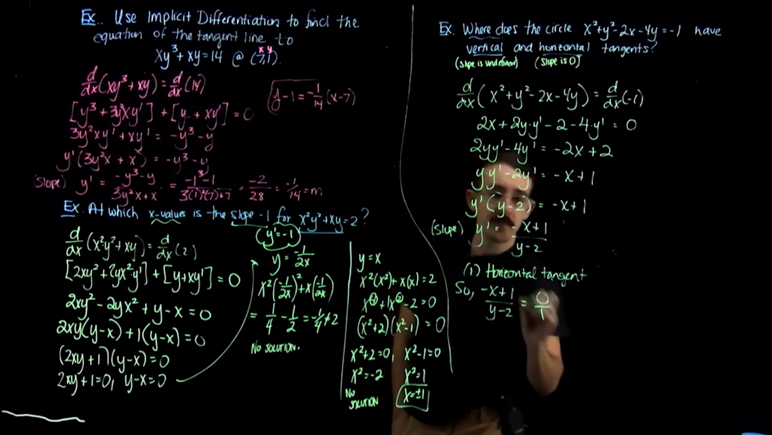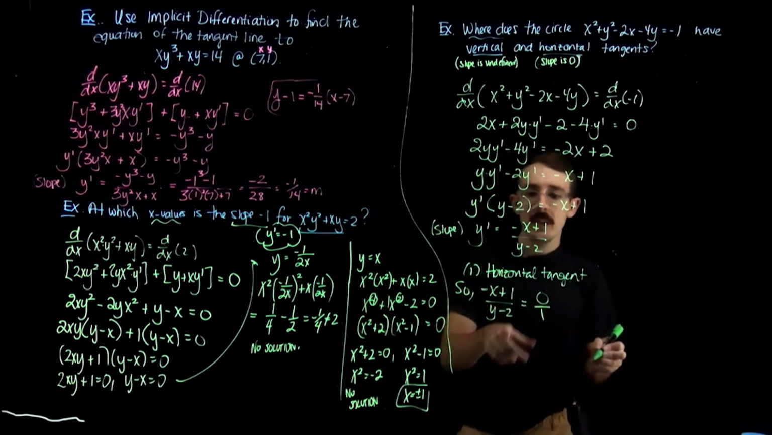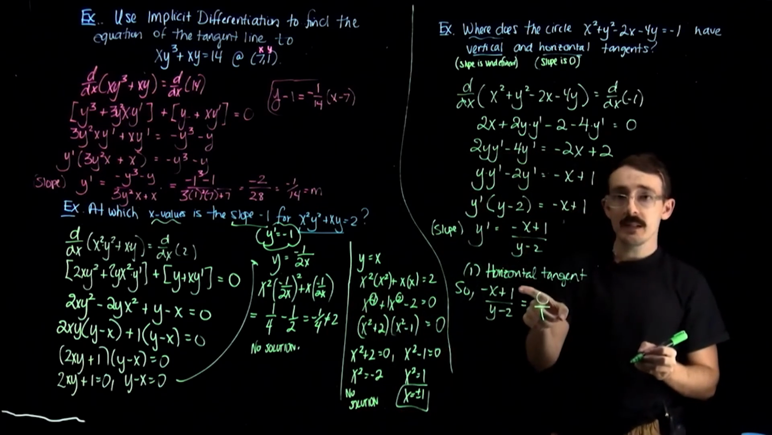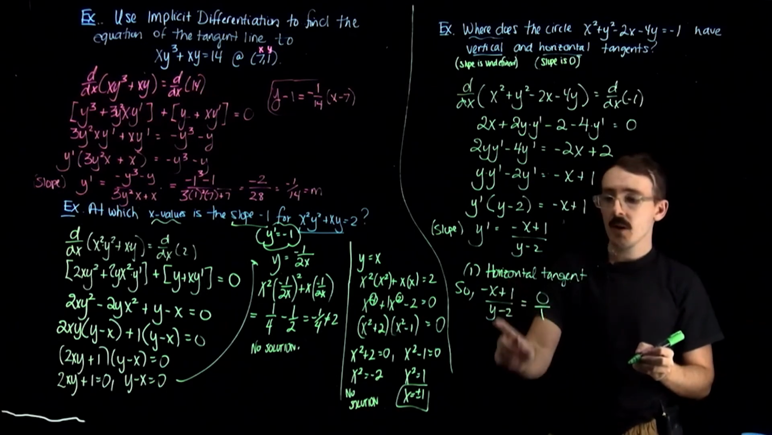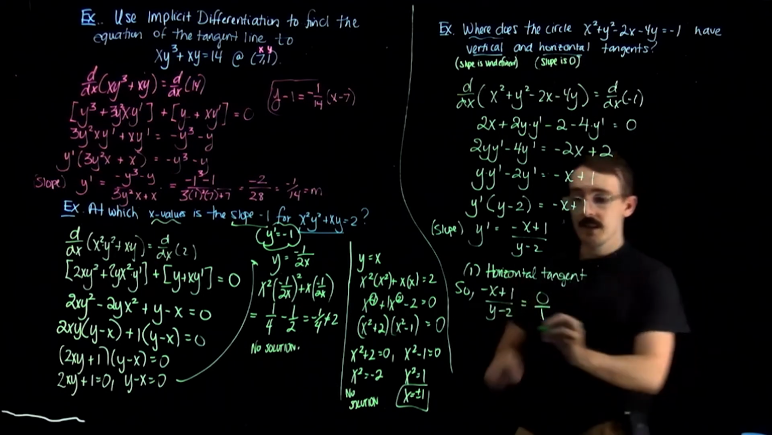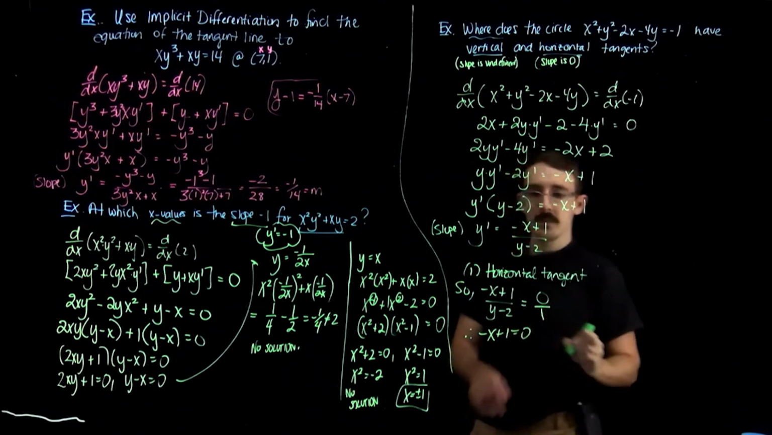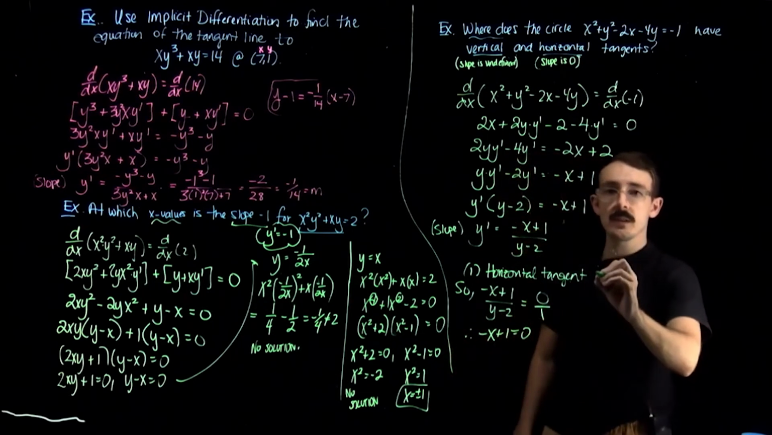Well, that's 0 over 1. And the way you're going to get any fraction like this to equal 0 is the numerator needs to be 0. We need this to be 0. I don't care what this is going to be, as long as it's not 2, this will be defined. So I'd like to set the numerator equal to 0 in order to find the horizontal tangents.